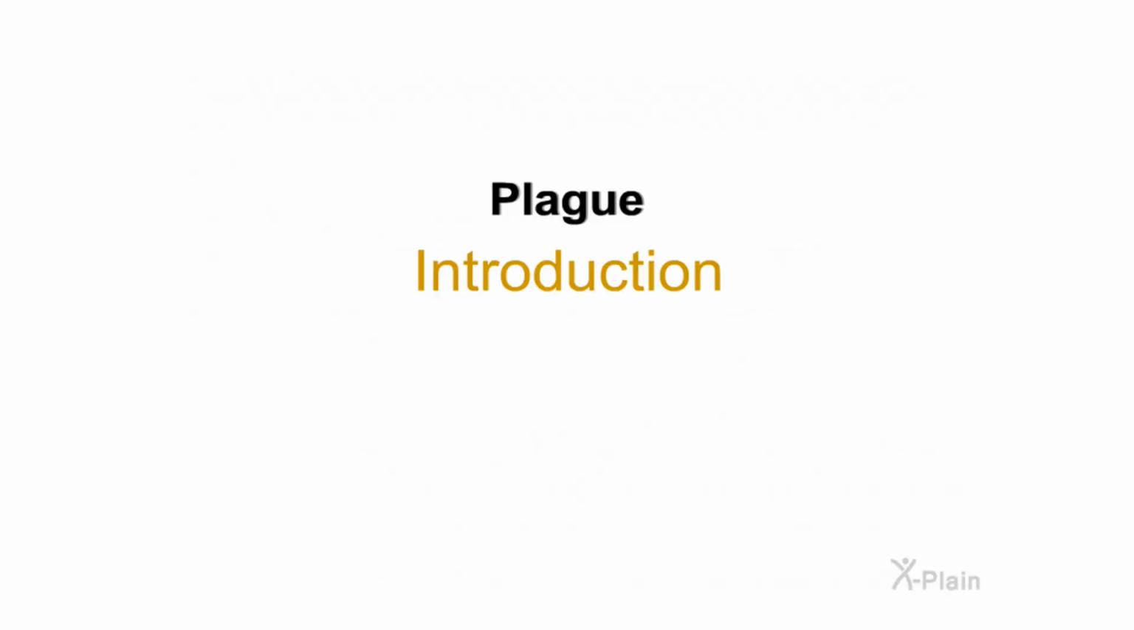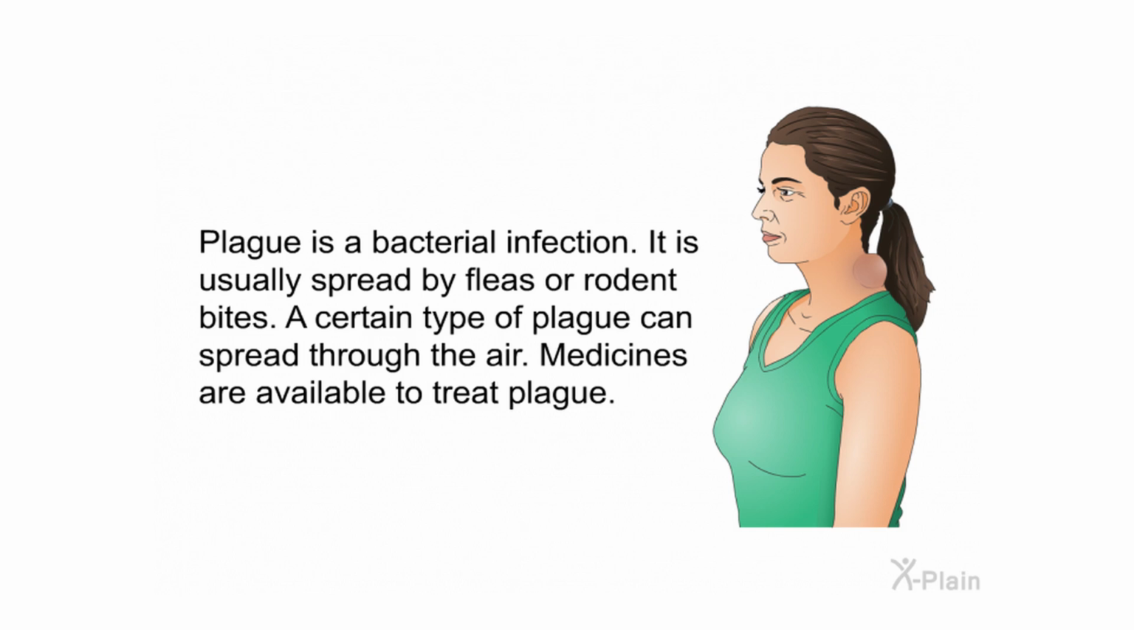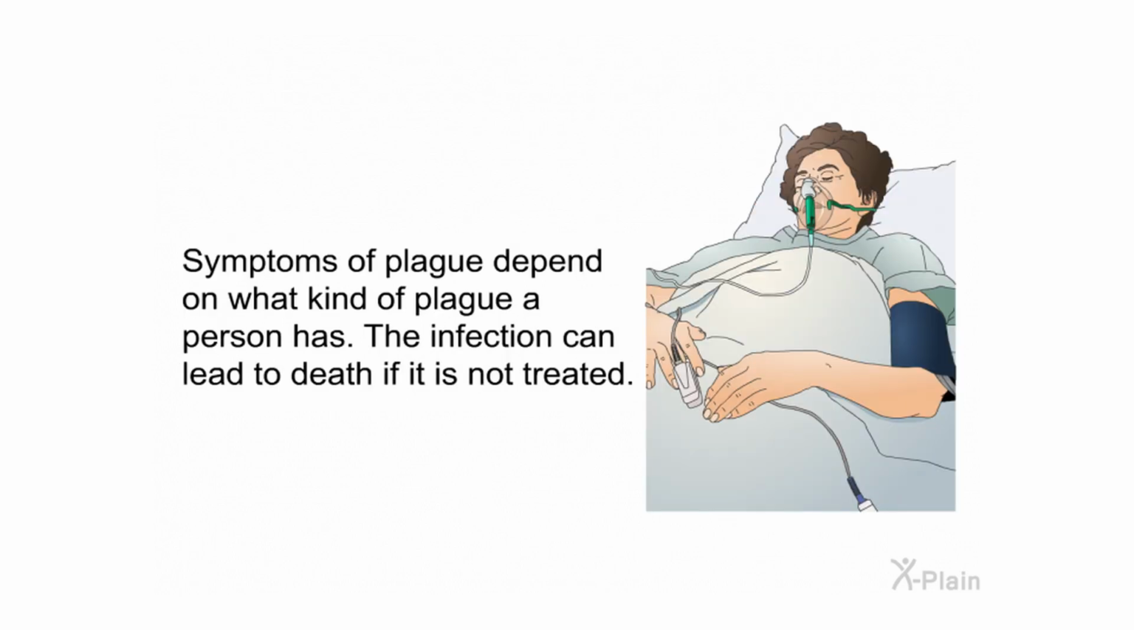Plague. Introduction. Plague is a bacterial infection. It is usually spread by fleas or rodent bites. A certain type of plague can spread through the air. Medicines are available to treat plague. Symptoms of plague depend on what kind of plague a person has. The infection can lead to death if it is not treated.